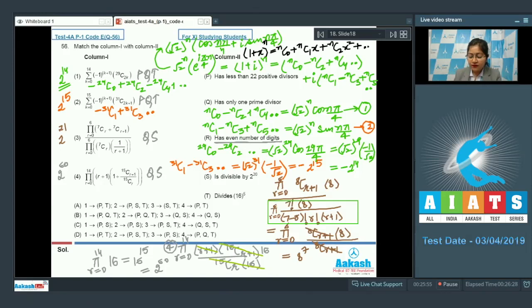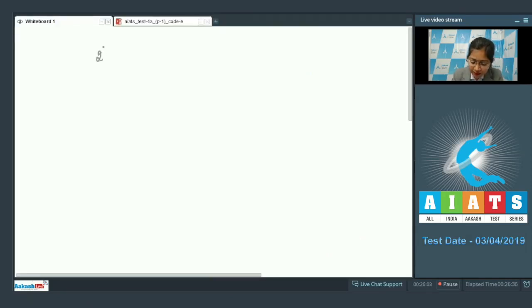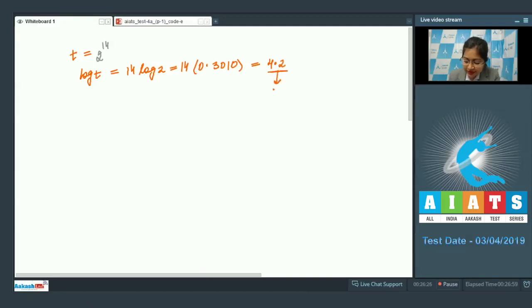Now to find the number of digits, we have to take logarithm, right? What is the method of finding the number of digits? Let us say we have to find the number of digits of 2 raised to the power 14. So let us take T equal to this. So we have to find log T, that will be equal to 14 into log 2, that is equal to 14 into 0.3010, that will be equal to 4.2. Now this will mean that it will have 5 digits, but in the question an even number of digits has been asked, so it will not be the answer.